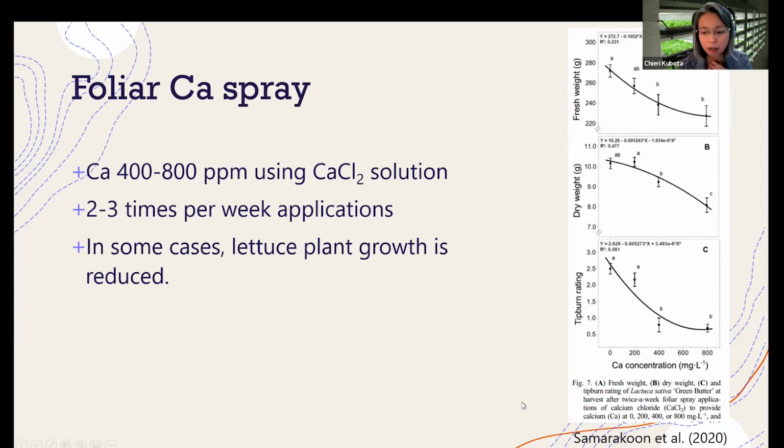So I'd like to show research reported very recently. The calcium concentration of 400 parts per million, milligrams per liter, significantly reduced tip burn. I think this is butterhead lettuce. However, it seems to reduce the growth rate also. So that might be another issue for this approach. But if you wish to do that, I think that is the concentration recommendation coming from that research. And you have to apply it 2 to 3 times per week.